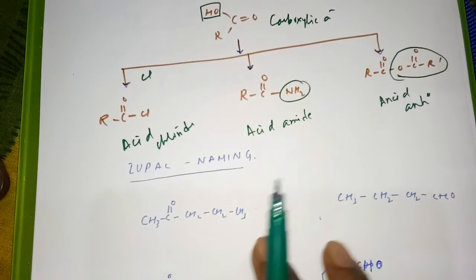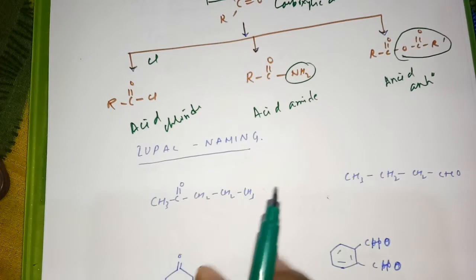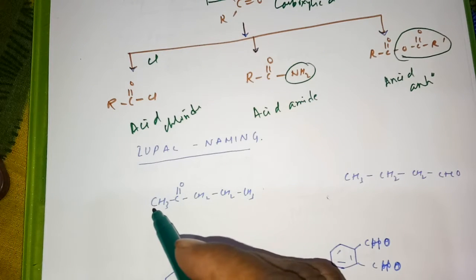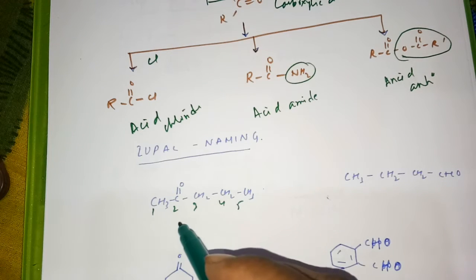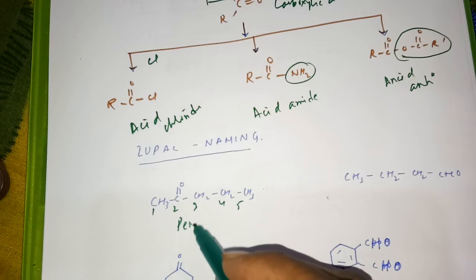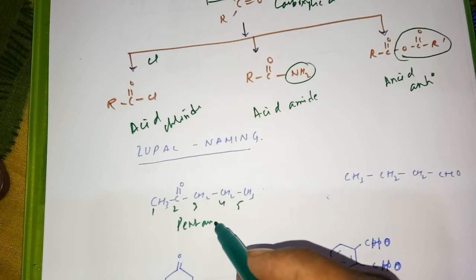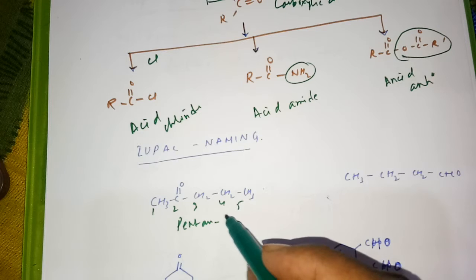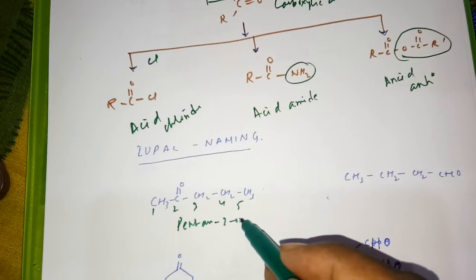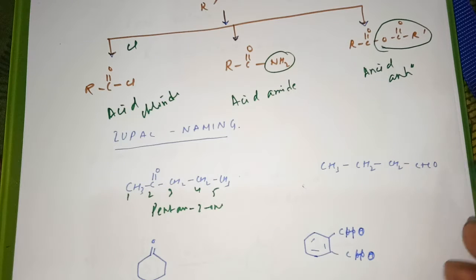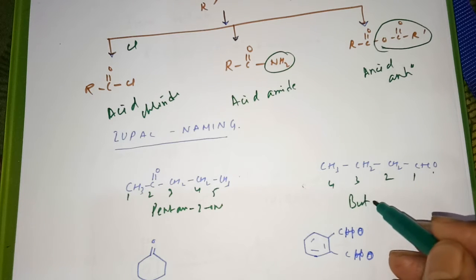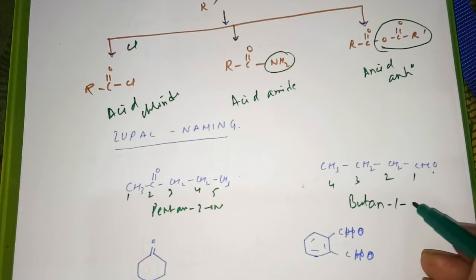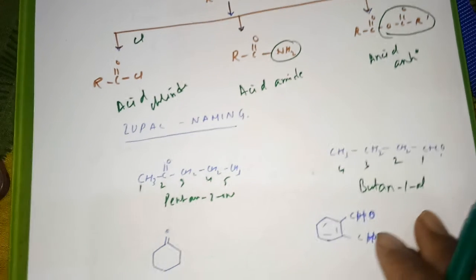Now IUPAC naming in this one, actually naming starts from the carbon nearer to the CO group. So this is 1, 2, 3, 4, 5. So this is pentane. Pentane, the 'e' is replaced by 'one', so pentan-2-one. So here the CHO group is there: first carbon, second carbon, third carbon, fourth carbon. Fourth carbon means butane. Butan-1-al or butanal is sufficient.